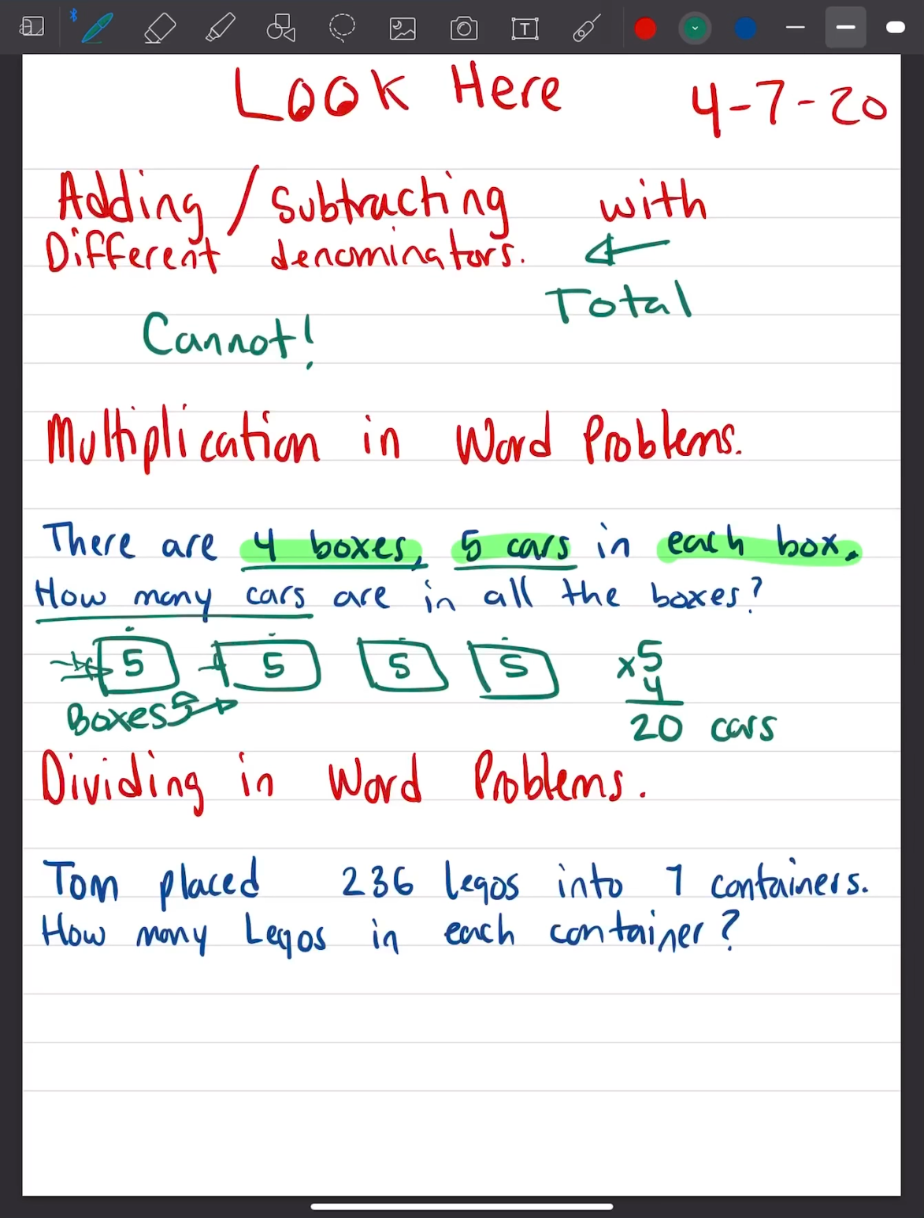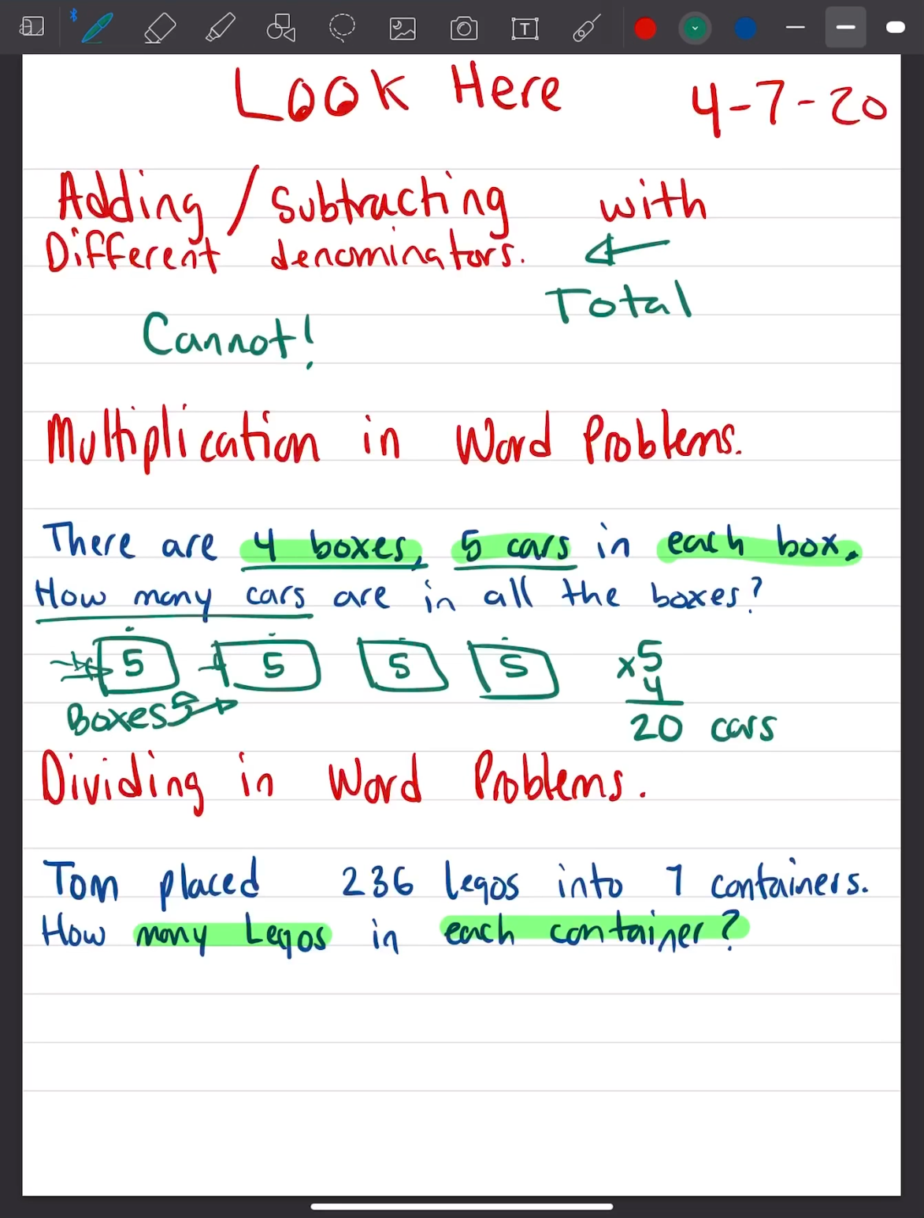Now, second part is dividing in word problems. Same thing here. We're going to read the story, and we're going to see what we can draw out of the story. Now, it says, Tom placed 236 Legos into 7 containers. How many Legos in each container? Okay, so notice, guys, that the question does not want to know how many Legos you have. It wants to know how many Legos in each container.